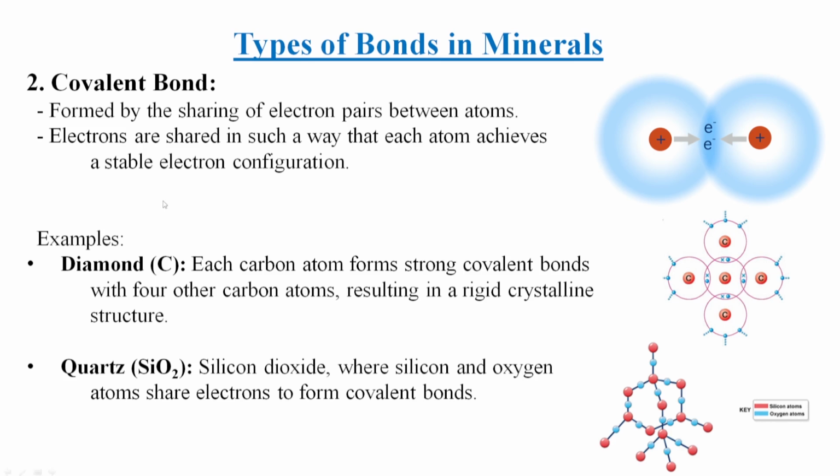So for example, in the case of carbon, each carbon atom forms strong covalent bonds with 4 other carbon atoms, resulting in a rigid crystalline structure. This one is bonded with these 4, and they are also sharing the electrons in such a way that it forms a very rigid and very strong regular arrangement. Similarly, another example is quartz, silicon dioxide, where the silicon and oxygen atoms share electrons to form this covalent bond.